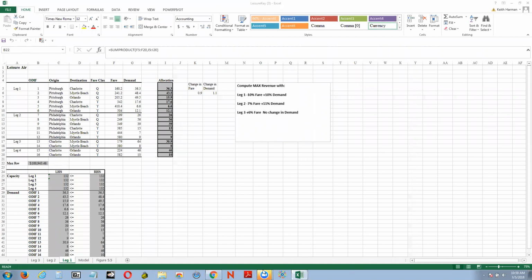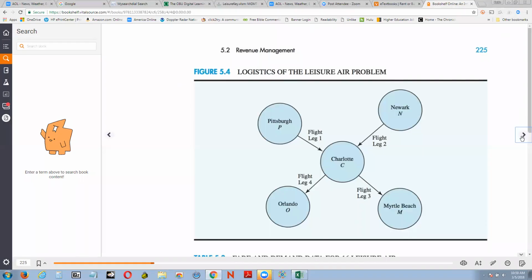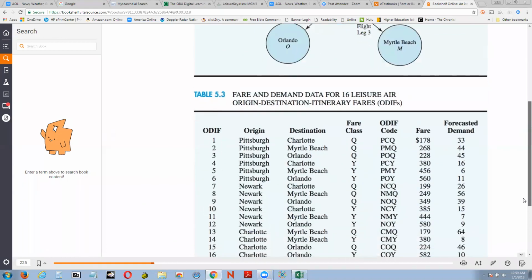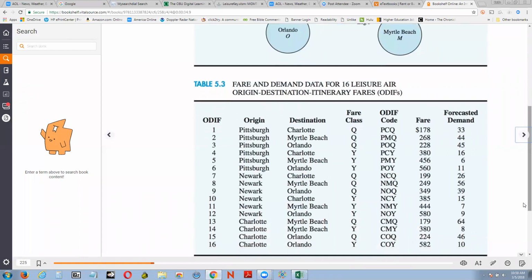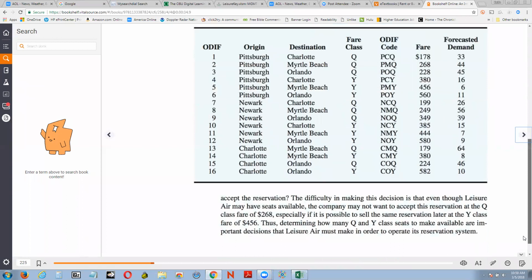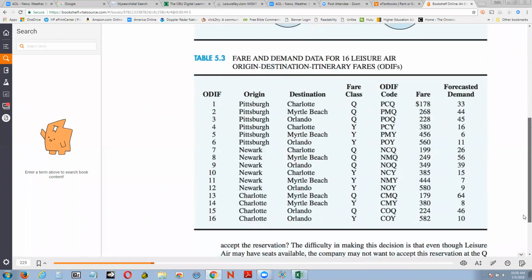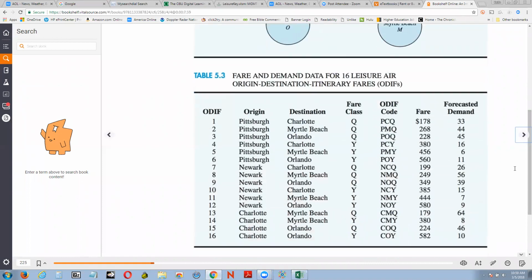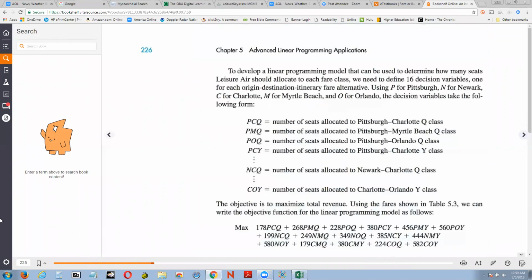Now, the mathematical model for all this is over there in the text, okay? And we'll take a look at that for just a second. Okay? And here it is. The origin and the forecasted demand, excuse me, okay? And the ODIF, that's the origin, destination, itinerary fares. That's what they're charged. And then the forecasted demand, and that's what they're working from. So we start to see, first of all, a data table, okay? And above that, of course, the conceptualization of how they operate, and that is their transportation nodes, okay?